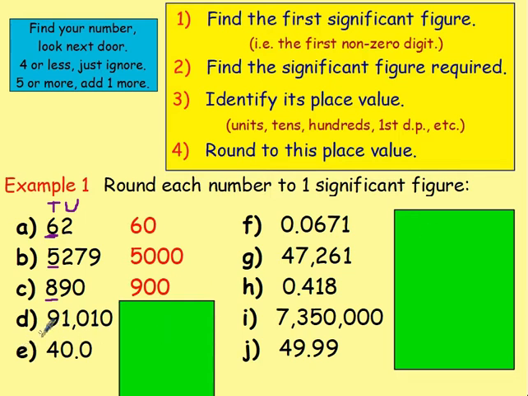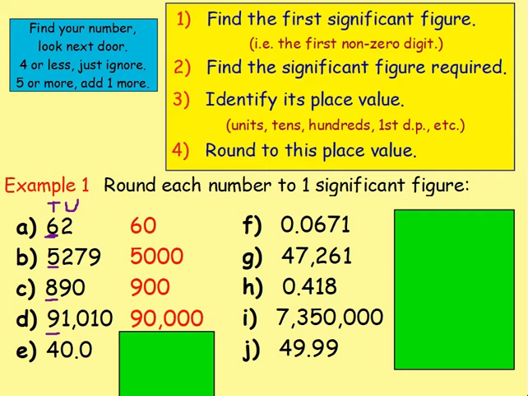With D, 91,010. Our first significant figure is the 9. That is what we want to round to. That's our significant figure required. Identify the place value. Well, this column here is the tens of thousands. So we want to round to the nearest 10,000. So find our number, look next door. If it's 4 or less, then we just ignore. So instead of being 90,000, it's just going to stay as 90,000.